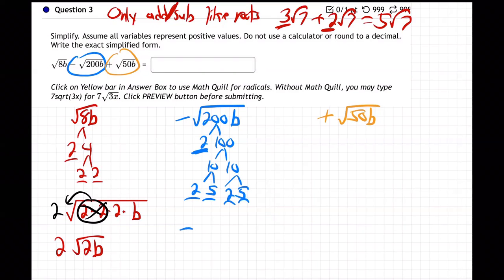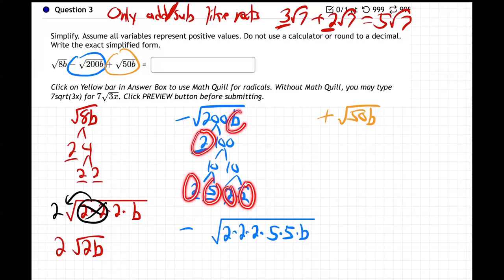We have minus the square root of, and what do we got? Looks like 3 2's, 2 5's and a b. Be careful not to lose anything. It's easy to skip this one, for example, but watch out. 2 5's, 3 2's, and a b.